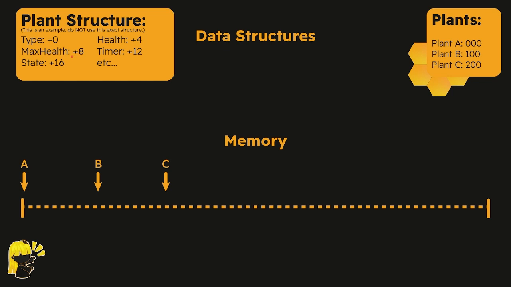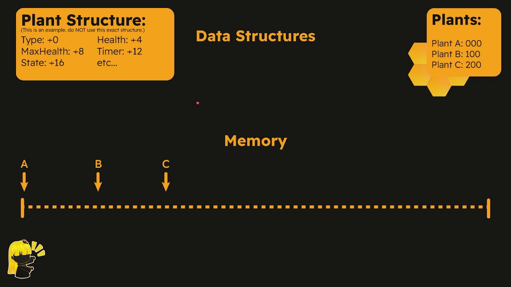So if we want to access the maximum health of plant A, and we know that plant A starts at 0, then we would just add 0 to the offset of the field max health, which is 8. Excuse my terrible handwriting, I'm using a mouse. So we would go 4 bytes, 8 bytes, and there it is. So this is the maximum health of plant A. What if we wanted the health of plant C? Well, we know that plant C starts at 200. So we would simply go to 200 plus 4, which is the offset, so 204, and this is the health of plant C.